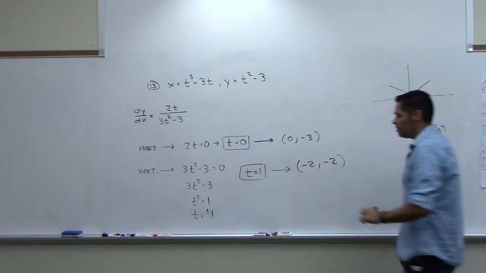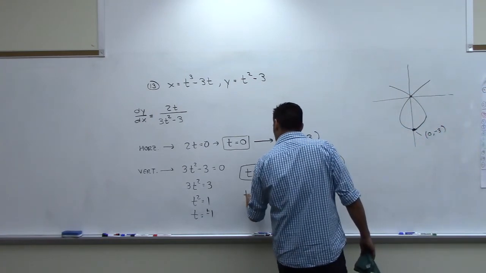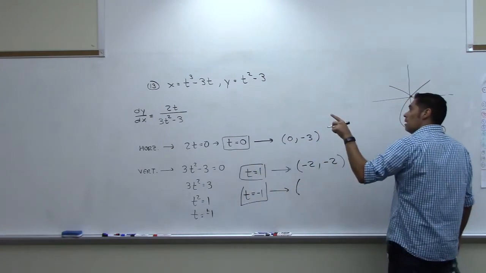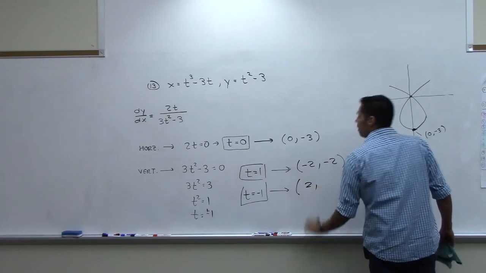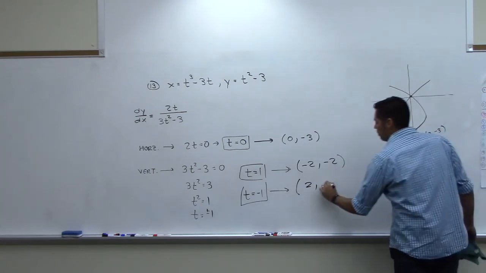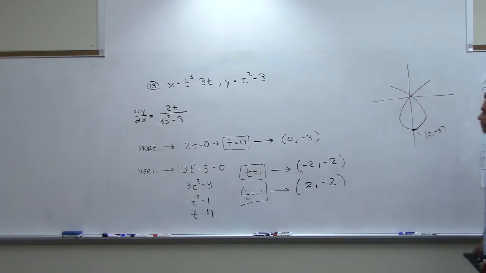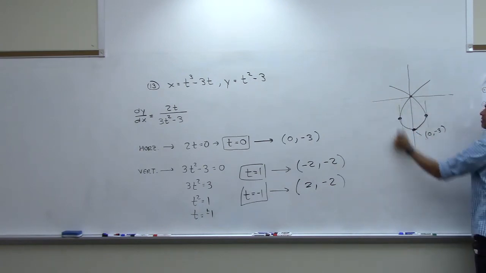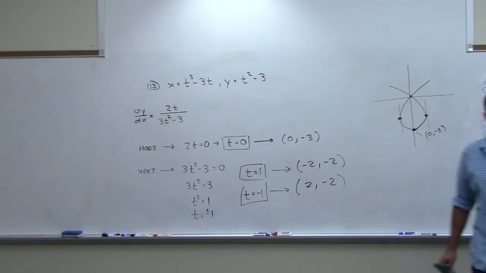And when t is negative 1, it corresponds to the point 2, negative 2. And that would have been these 2 points right there, vertical tangents. Okay?